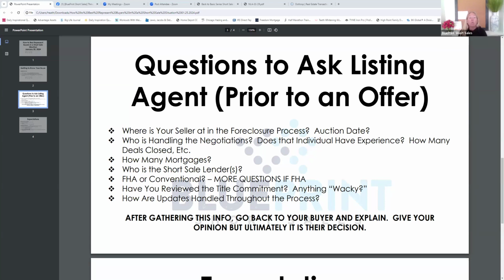Okay. So where is your seller at in the foreclosure process? They don't have to exactly tell you they're 2 months and 5 days behind, but we do want to know: are they behind on payments, or do they have an auction date? In my 17 years of handling short sale listings, I could probably count on one hand how many times an agent asked if there was an auction date on my listing. Maybe 2 times. Definitely not more than 5. But ask that. You have to do your due diligence for your buyer.